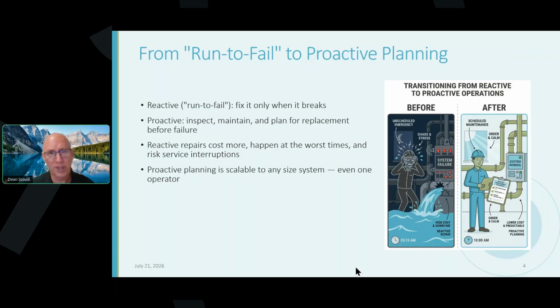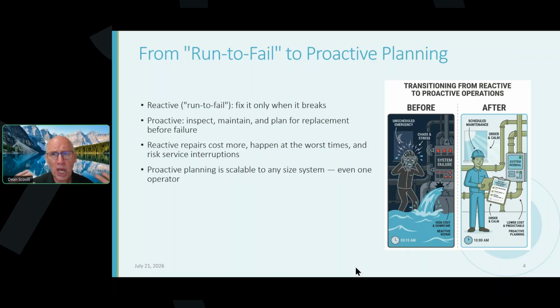Oh, everybody's without water. Oh, crumb. Now we need that pump now. And it's going to be very expensive, possibly, to get that ordered and delivered and then installed, right? And what if it happens on the long weekend? You could imagine the cost of trying to get somebody out to do that. So being proactive is really the way to go. So reactive repairs cost more, and as I mentioned, happen at the worst time, and there are definitely risks of service interruptions. Proactive planning is scalable to any size system, even with one operator.